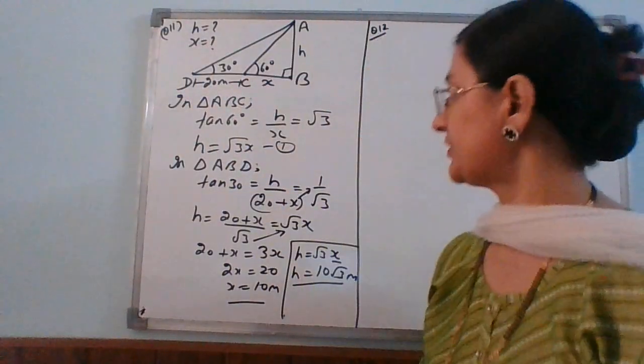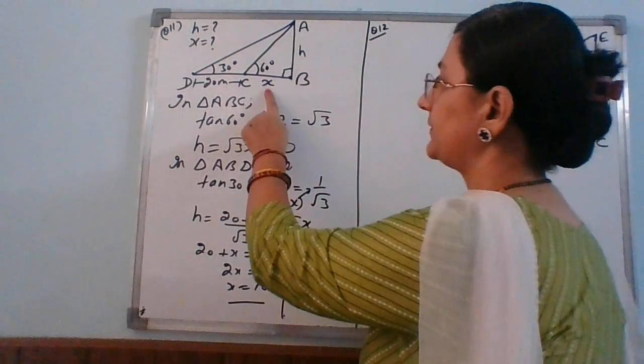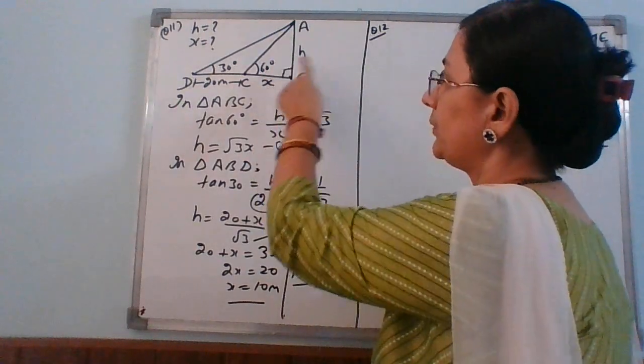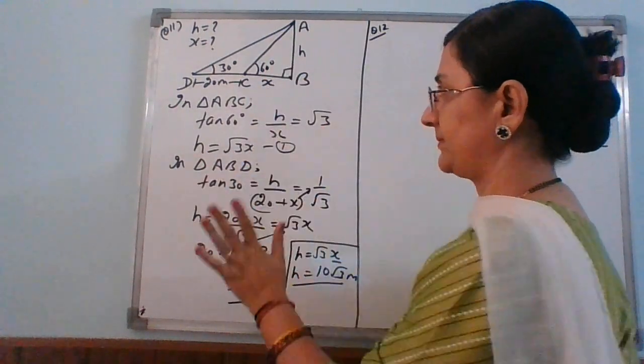So in question number 11, what did we have to do? We were supposed to find this x and h, right? From this triangle both were unknown, so we found h in terms of x.